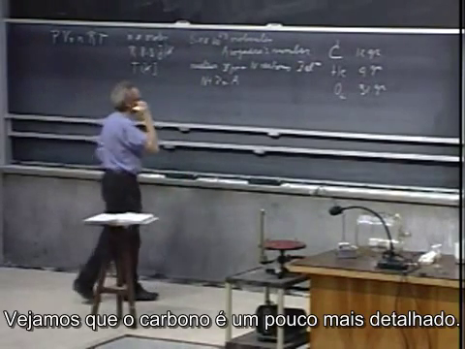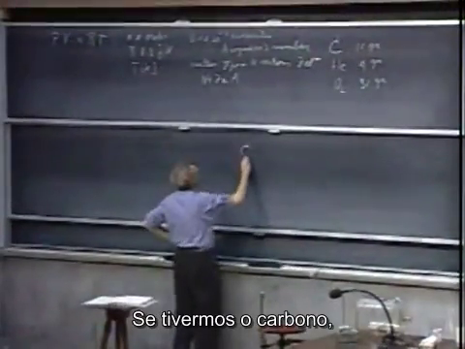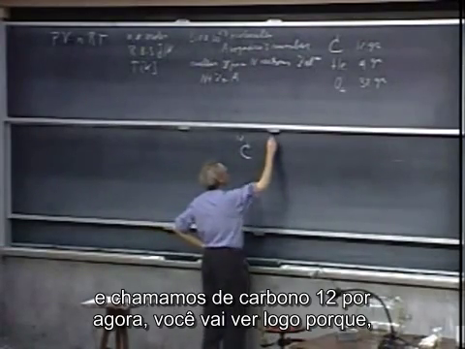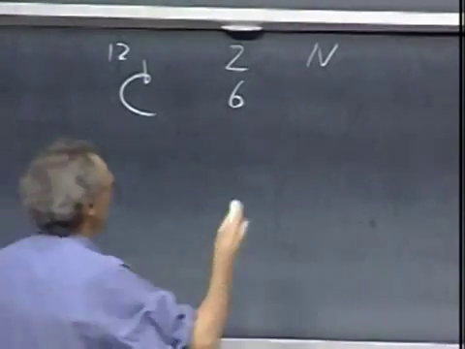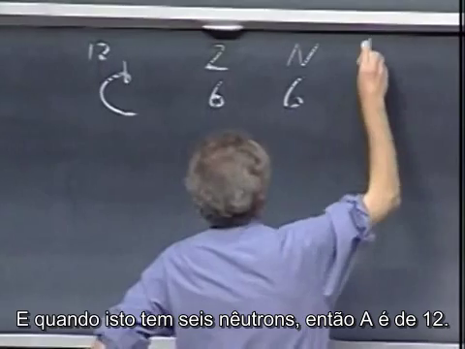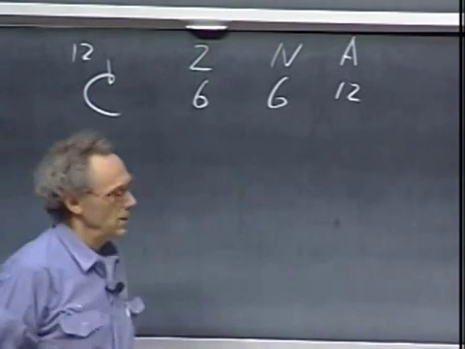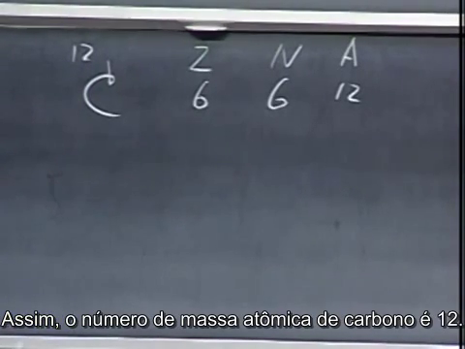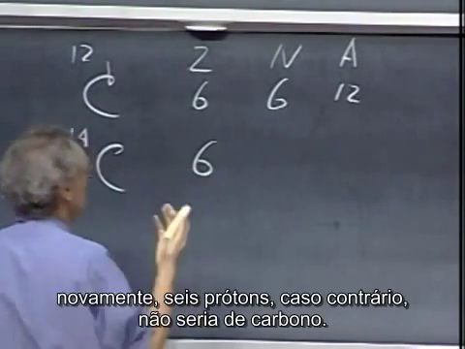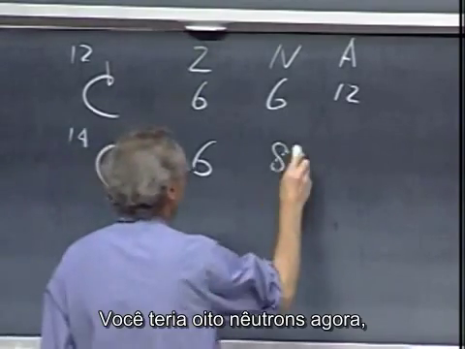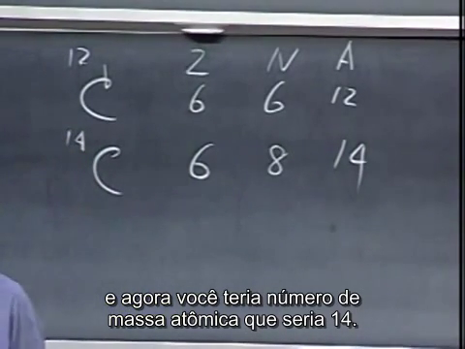Let's look at carbon in a little bit more detail. If we have carbon, and I call it carbon 12 for now, you'll see shortly why, then carbon has always 6 protons in the nucleus, otherwise it isn't carbon. And when it has 6 neutrons, then A is 12. That's why we call it carbon 12. So the atomic mass number of carbon is 12, but if you had, for instance, carbon 14, which happens to be radioactive, again, 6 protons, otherwise it wouldn't be carbon, you would have 8 neutrons now, and the atomic mass number would be 14.